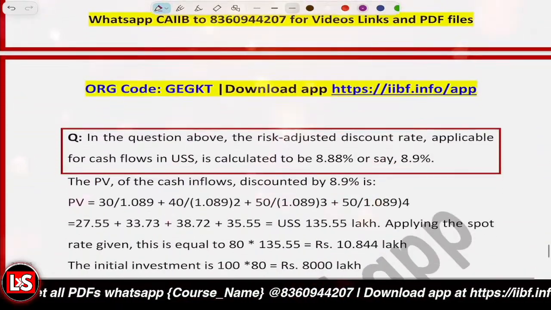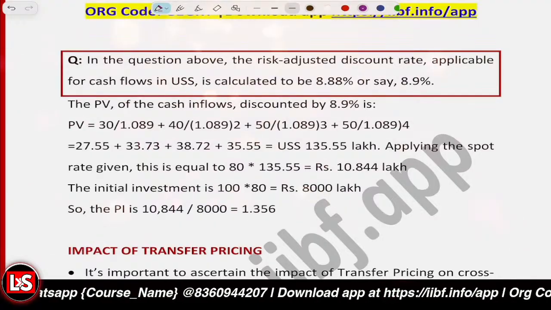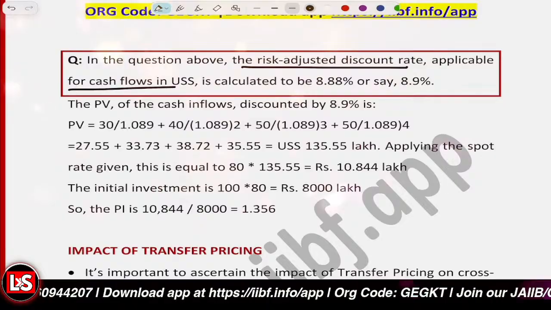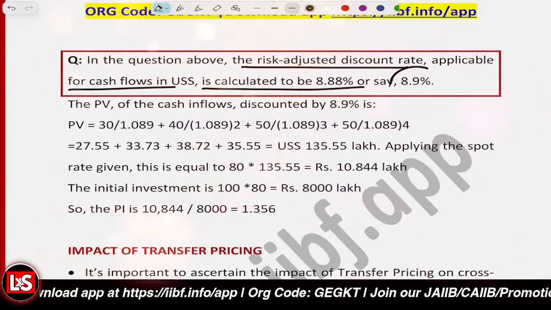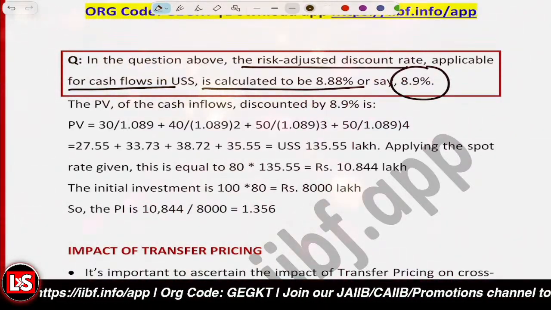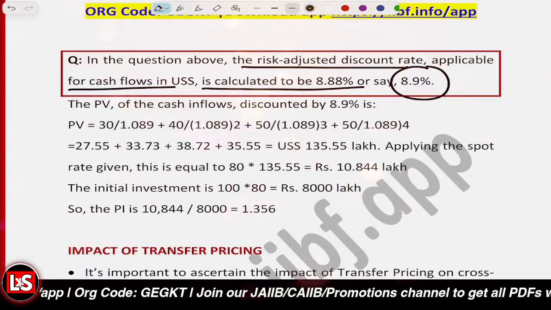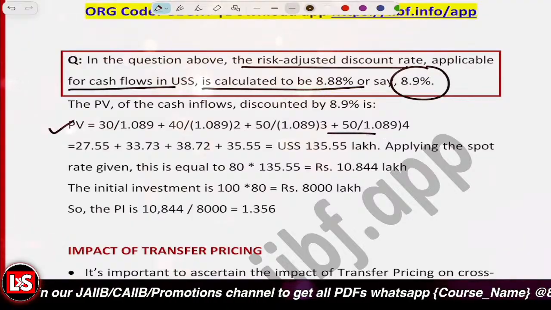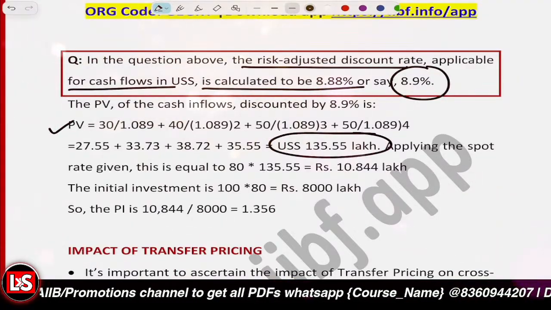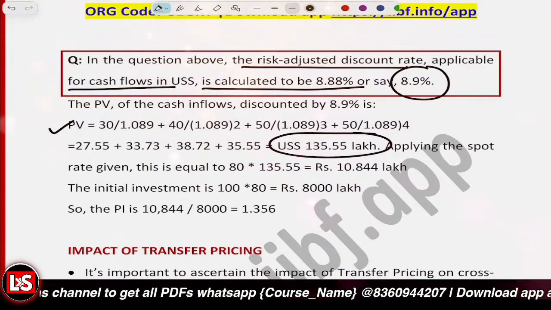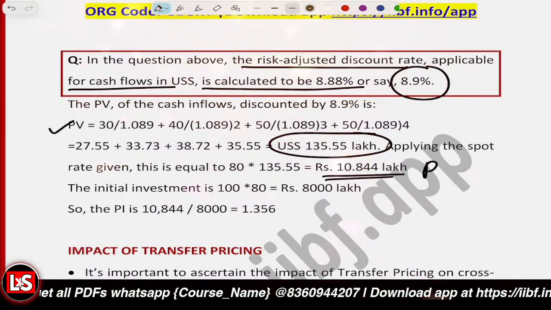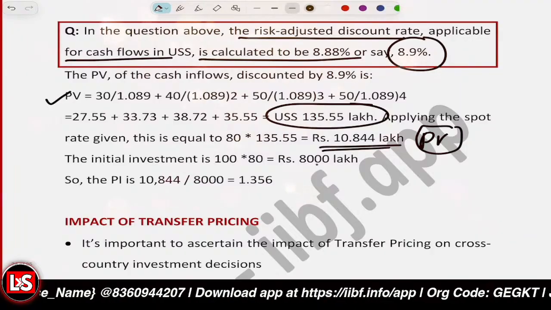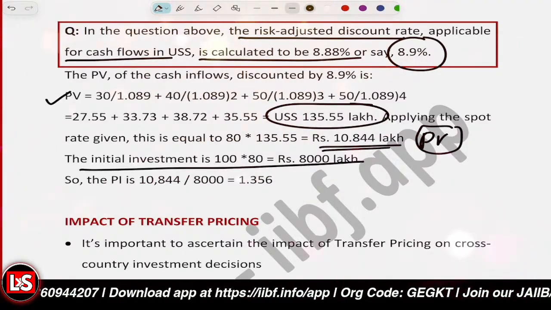Okay, so here is a question about it. In the question, the risk adjusted discount rate applicable to cash flows in USS is calculated to be 8.89%. So this is the risk adjusted rate that we have calculated, and using it we discounted the values and got the present value. The present value came out to be 135.55 lakh. Now we multiply it with the spot rate of 80 and we get the present value of inflows in home currency, 10.884 lakh, and the initial investment in home currency is 80 into 100, that's 8,000 lakhs.